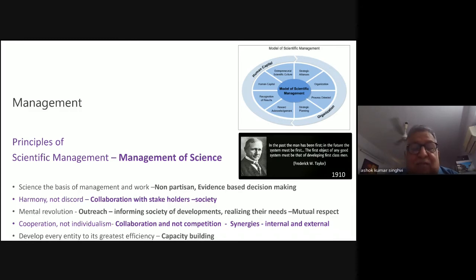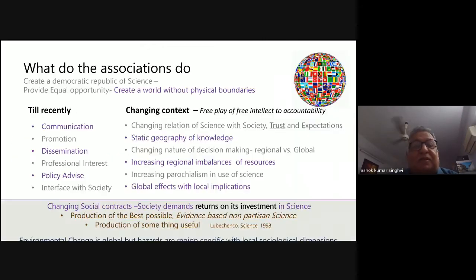Then the next he says is cooperation is more important than individual. We cannot work as a single entity. So I have translated that into collaboration and not competition. We need to collaborate. We need to create synergies, both internal within an institution, within a group, and external, so that we collaborate and get a wider range of perspective. Something that was also mentioned by Murtika, the pluralism that he talked about. And develop every entity to the greatest efficiency, and that is capacity building. So that is the management part of it.